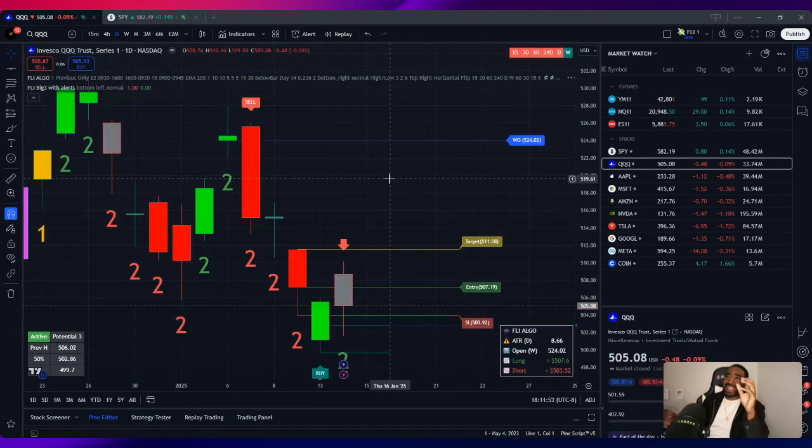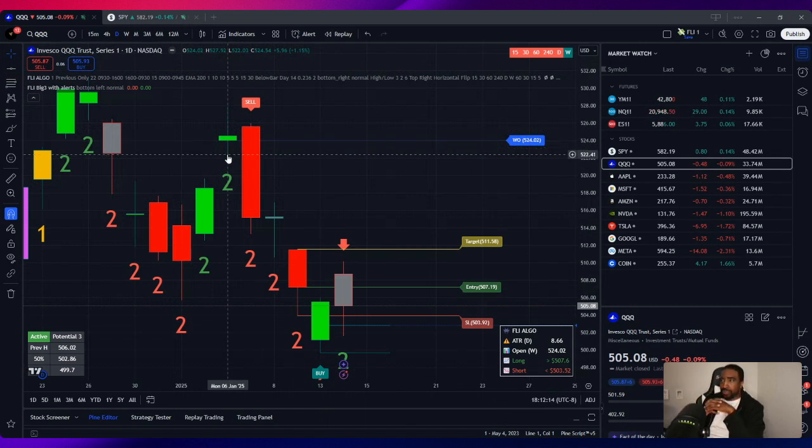Now, if we go into last week on QQQ, I told y'all when price got below 524, then it was going to be a nice move to the downside. The reason why I told y'all this is because on Monday, we had a buy, right? We was above the week open. So that meant on the actual week, we were bullish, right?